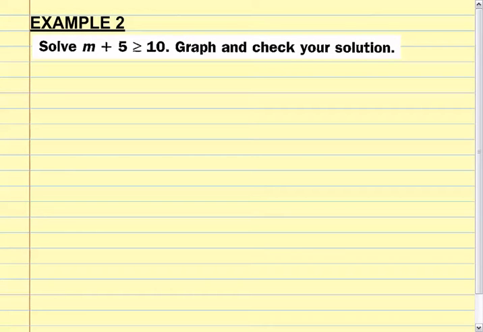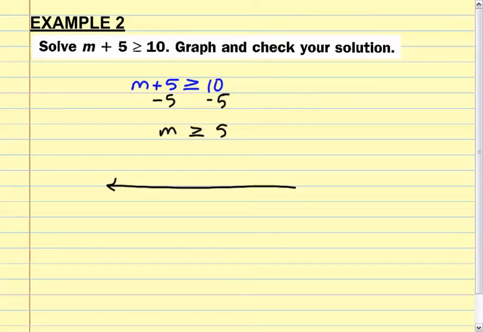Okay. Now, this one says solve m plus 5 is greater than or equal to 10. John D., what do I do first? Okay. Subtract 5. Good. Now, John D., what do I get on the left side? M. And on the right side? 5. Beautiful. Nicely done. Now, Catherine, help me graph this. What do I do?